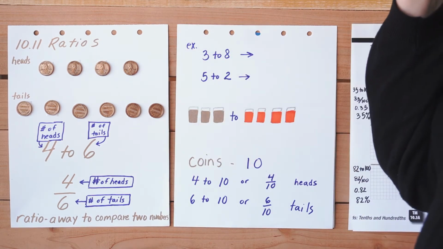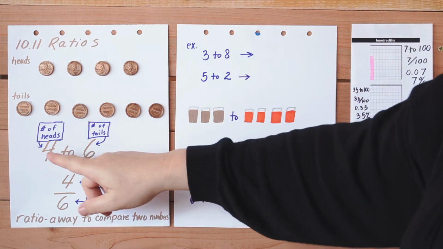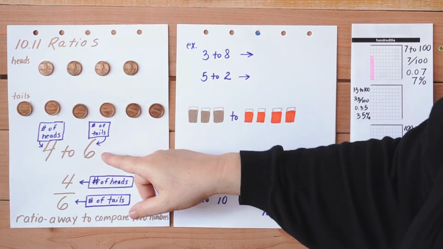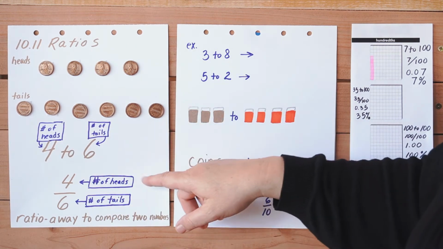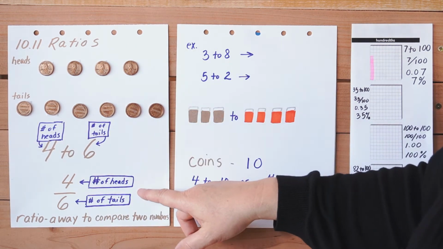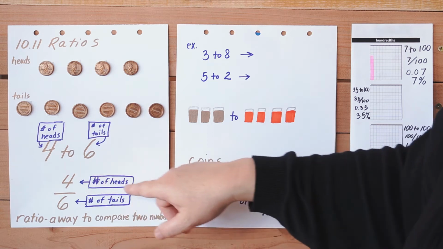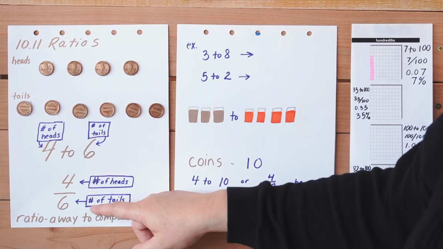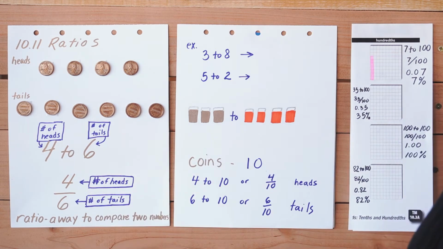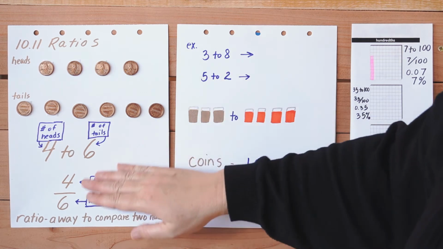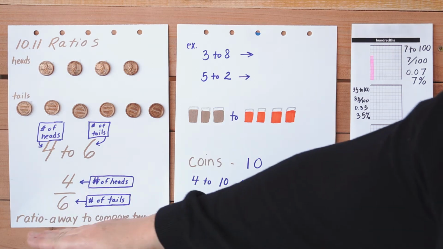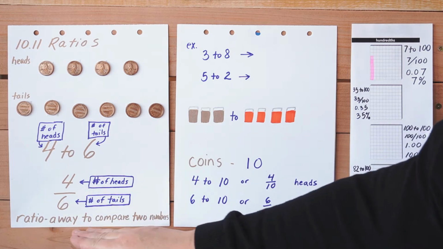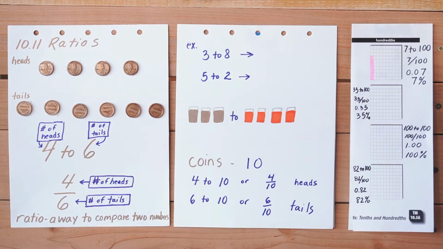When we make a ratio, we're comparing two numbers. So I have 4 to 6, 4 heads to 6 tails. And we can put that in fraction form: the number of heads goes on top and the number of tails goes on the bottom. So when we compare these two numbers, we can put it in this form or in this form. A reminder that a ratio is a way to compare two numbers.